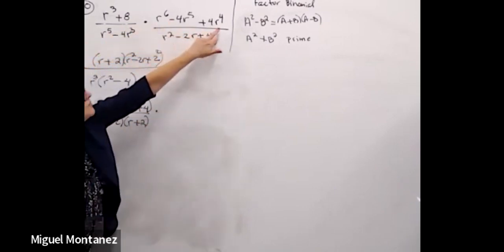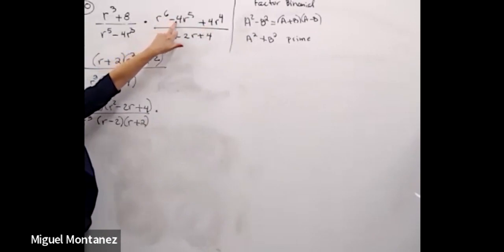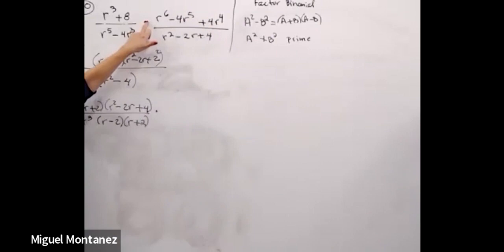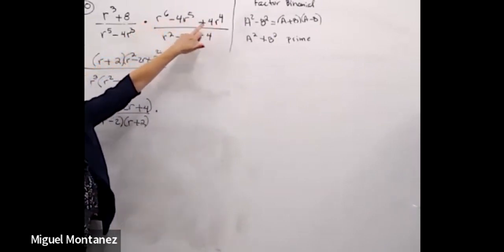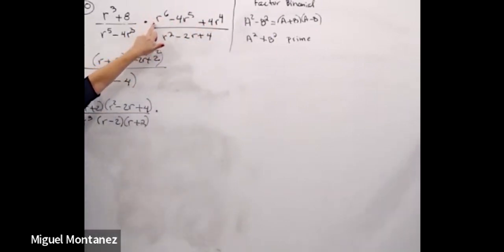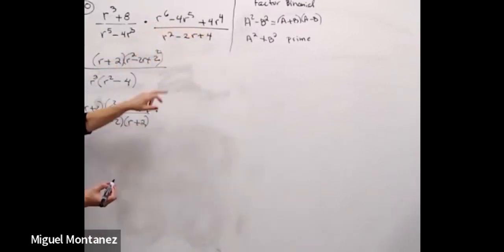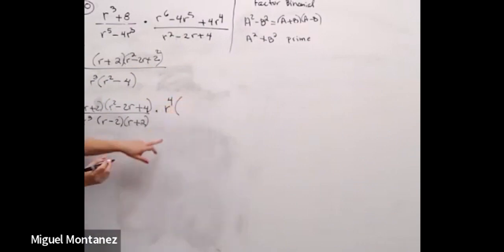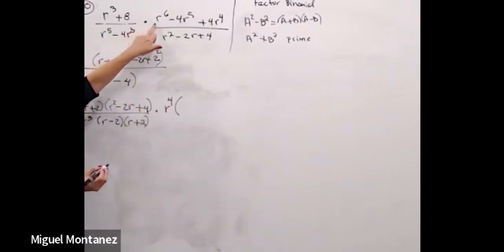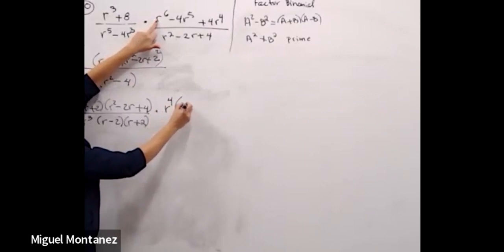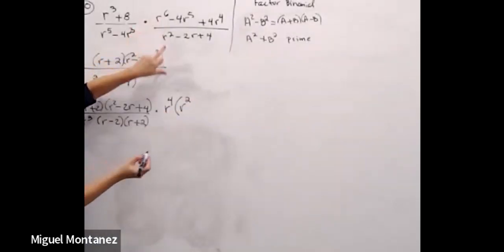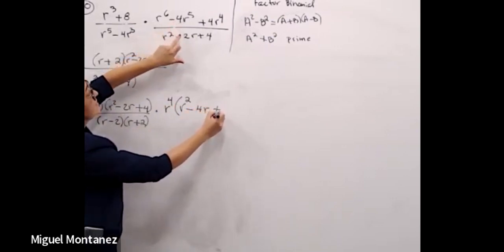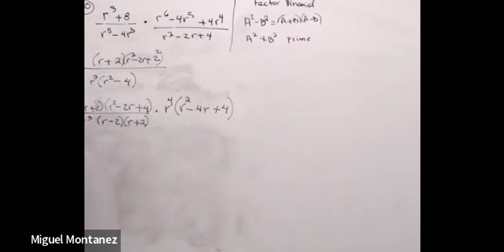Next fraction: R to the 6th, 4R to the 5th, 4R to the 4th power. What would the greatest common factor, the greatest divisor in this case, be? R to the 4th, exactly. We factor out R to the 4th. When we pull out the R to the 4th, we are left with an R squared minus 4R plus 4.